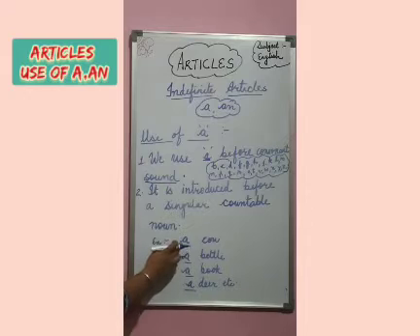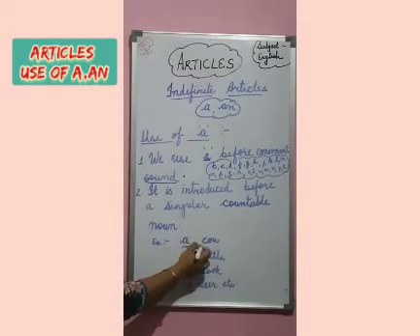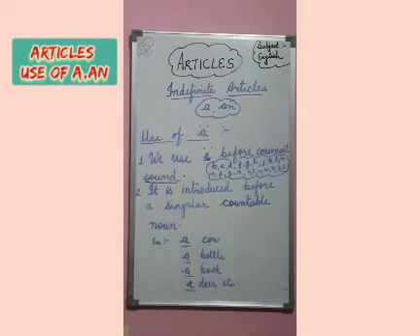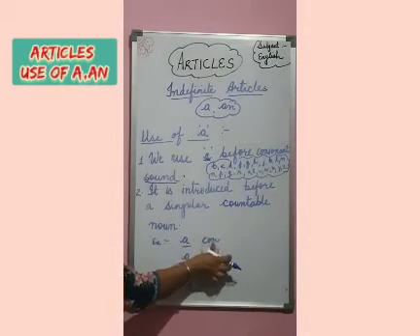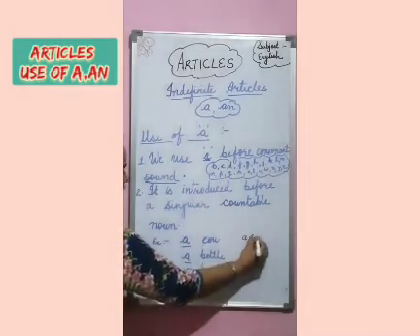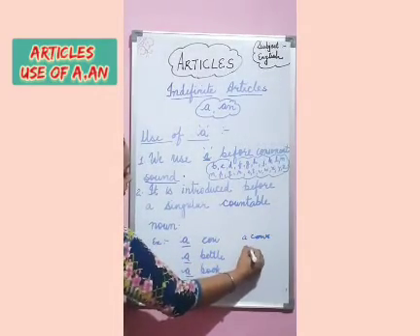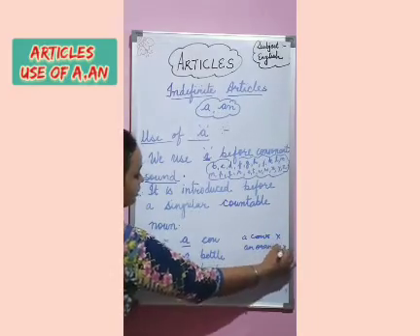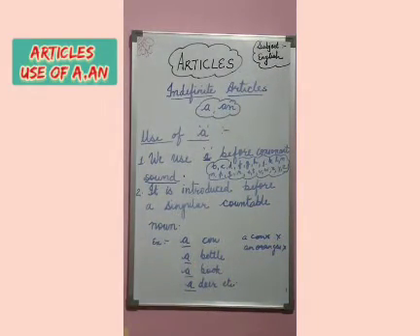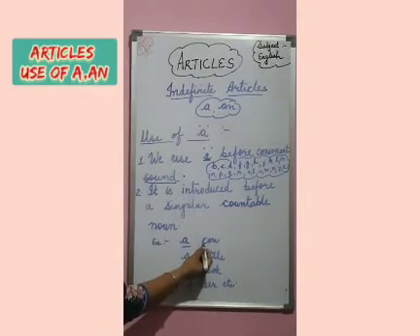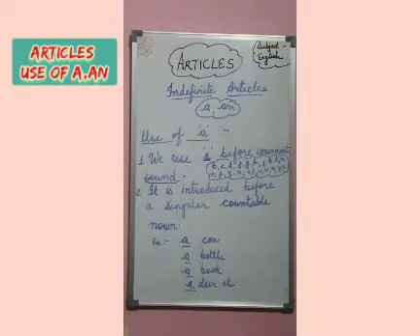Always remember, we put a and an before a singular noun. Like this, cow is a singular noun, book is a singular noun. We cannot put a or an before plural nouns. We cannot say a cows, we cannot say an oranges. No, it is wrong. So always remember, we always put a or an before a singular countable noun only.